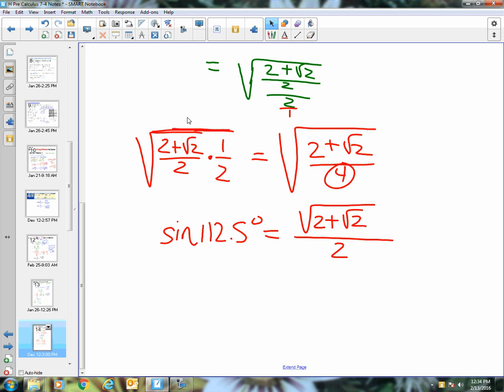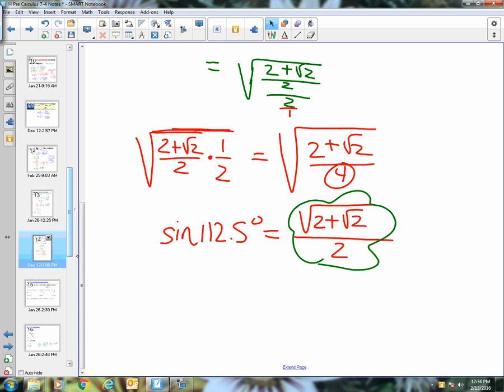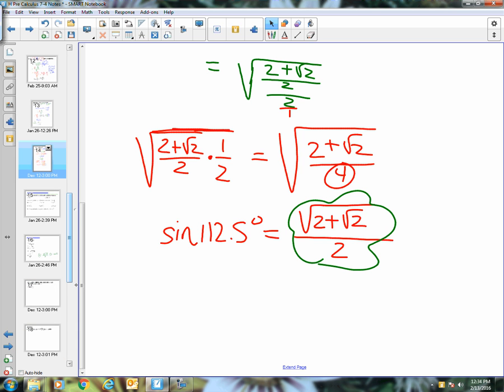Now on your graphing calculator, you could check this really quickly. You could type in sine of 112.5, see what you get as a decimal, make sure you're in degrees, and then try that radical and put in this expression, and you will see that this exact ratio will give you the same decimal approximation. So we have this way to find these other values. That's just fantastic.